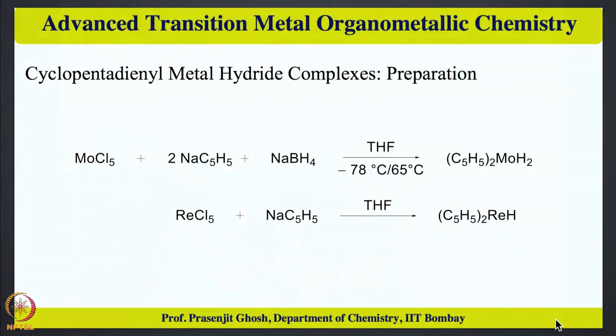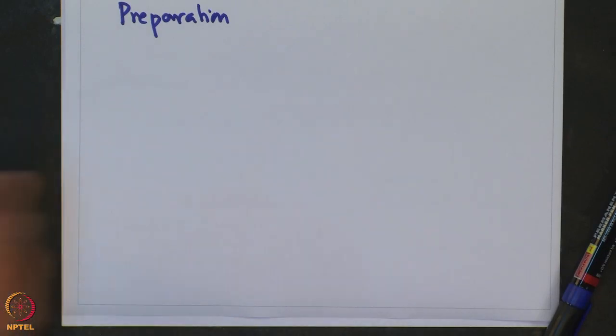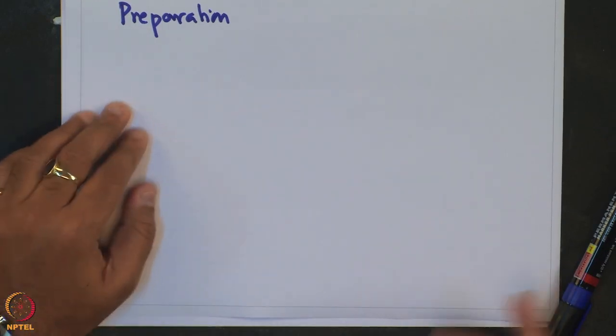the simplest of all involve the reaction of metal halides with some kind of hydride source, which are usually borohydrides, and also a cyclopentadienyl source, resulting in the formation of these transition metal cyclopentadienyl hydride compounds.